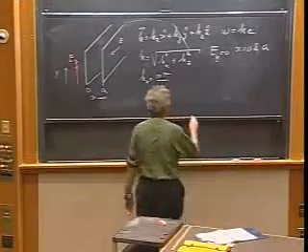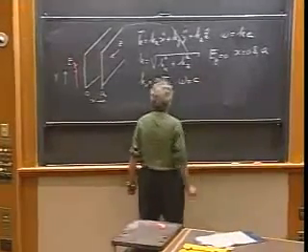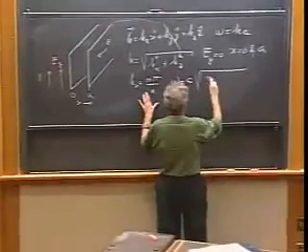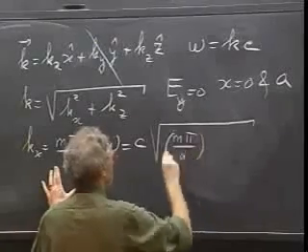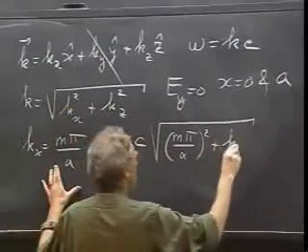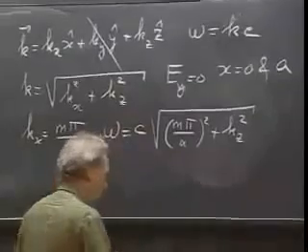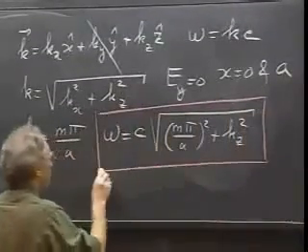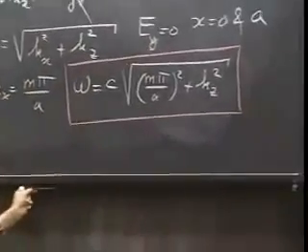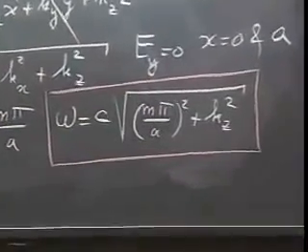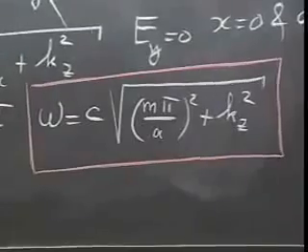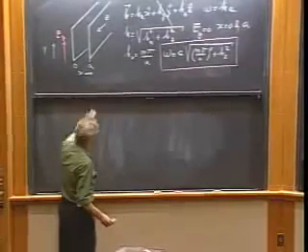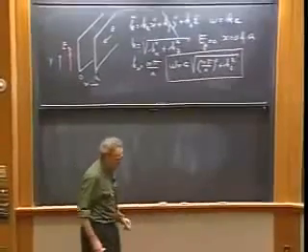And so omega will then be c times k, so it is c times the square root of (m pi over a) squared plus k of z squared. And this is what we call the dispersion relationship. This equation is responsible for a bizarre behavior, and the bizarre behavior can best be shown in a diagram which we call the omega kz diagram.